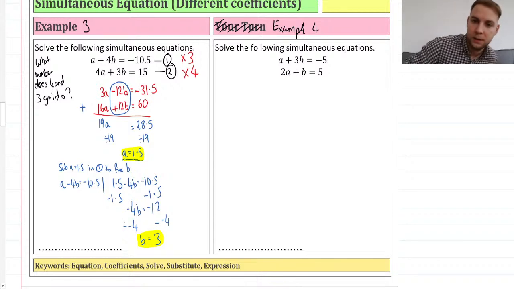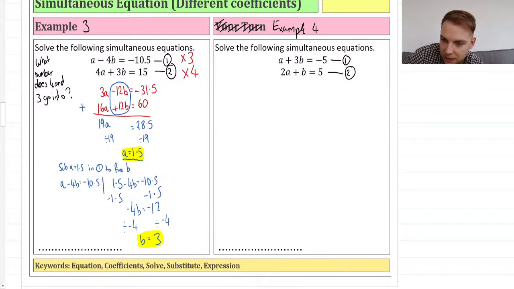So, solve the simultaneous equations A plus 3B is equal to negative 5 and 2A plus B is equal to 5. Now remember, we want to either make the A's or the B's the same. So the first thing I'm going to do is to label my equations. And I'm going to make B the same. So let's write over here, make B the same.